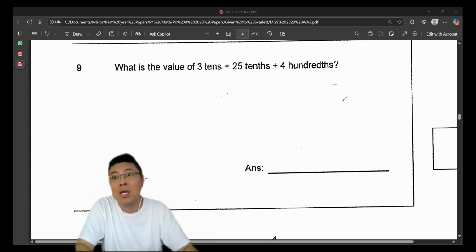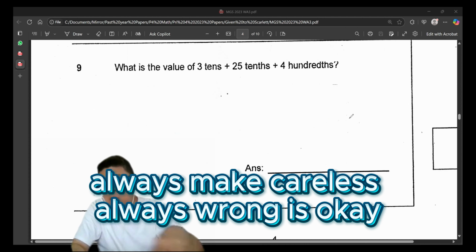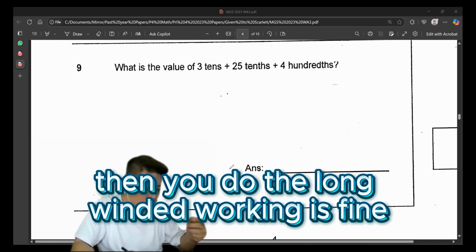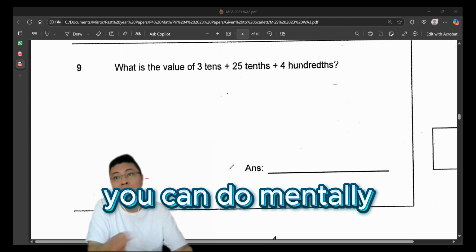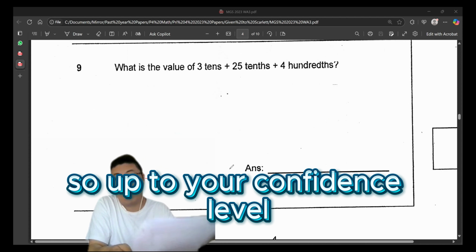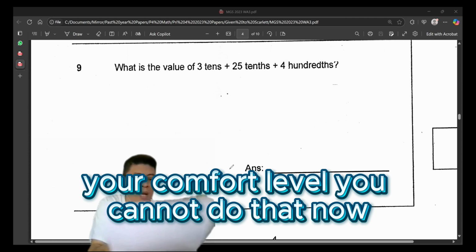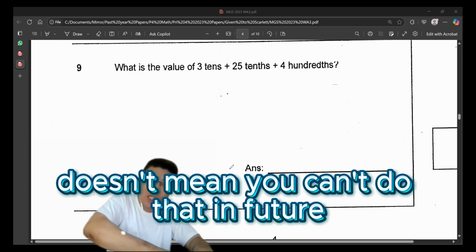It depends on your comfort level, on how confident you are to do certain things mentally. If you cannot do it mentally, or if you do it mentally and always make careless mistakes, it's okay. Then you do the long-winded working, it is fine. The main thing is to get the marks, okay? I'm telling you to use the mental way so that in future, if you are confident enough, you can do it mentally, no need for the long-winded working, and save time. So it is up to your confidence level and comfort level. You cannot do that now doesn't mean you can't do that in future.